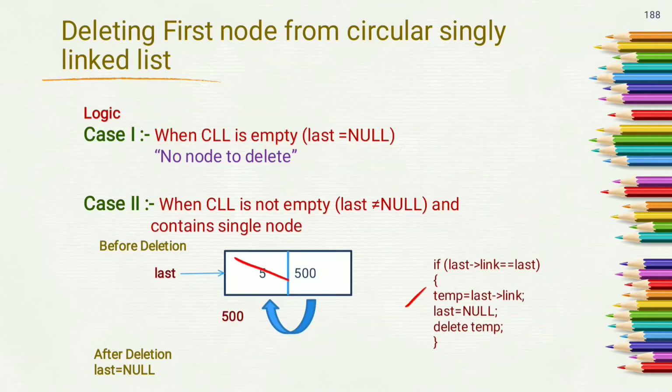When we delete this node, the value of last should be null, so we have to make last equal to null and then delete this temporary node. So after deletion, circular linked list has no node and value of last is null.